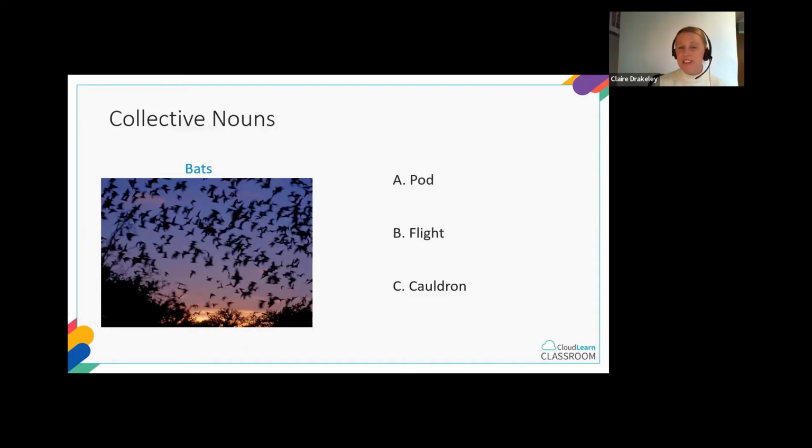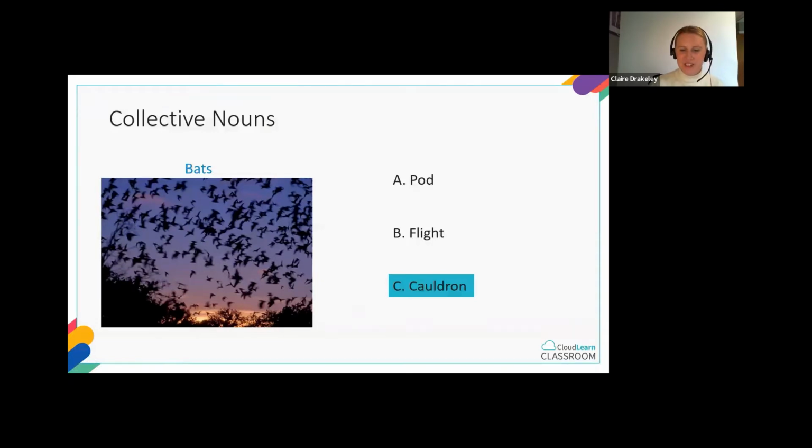That picture's terrifying to me, by the way. I would not like to be part of a pod or a flight or a cauldron of anything, especially bats. Like giant moths. 8 of you, well done, thank you very much. Let me share the results with you. And 5 out of 8 of you thought it was a cauldron of bats. It absolutely is. I really enjoy that one, a cauldron of bats.